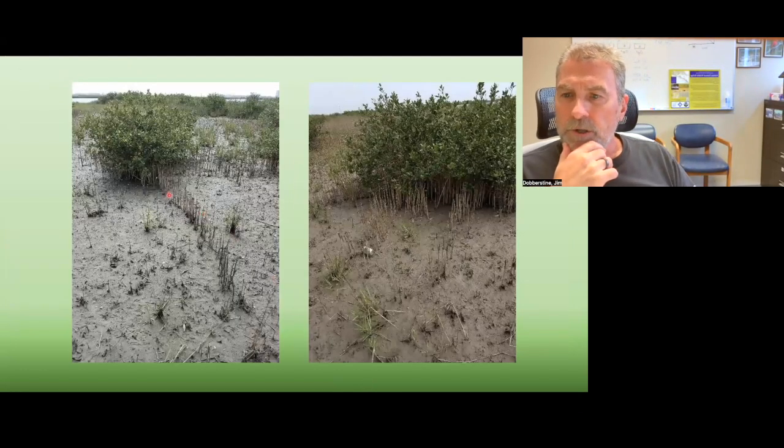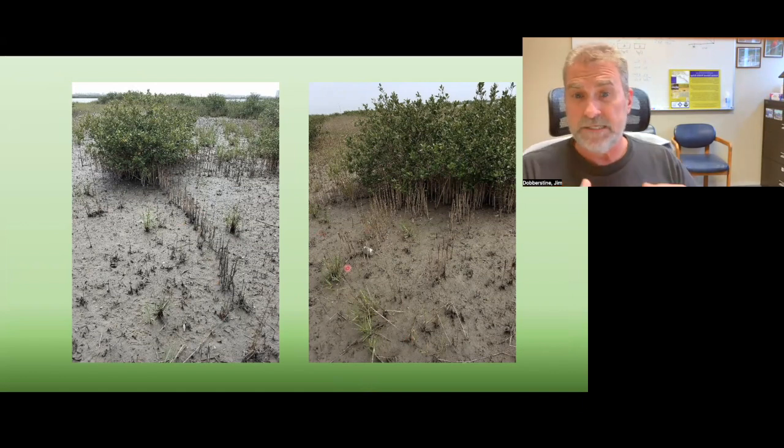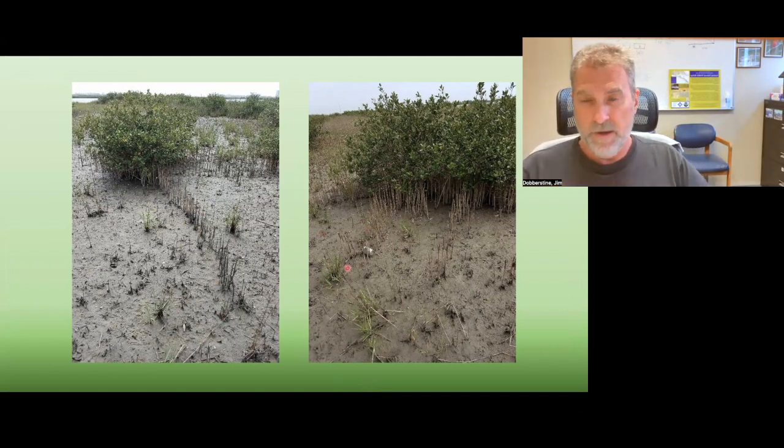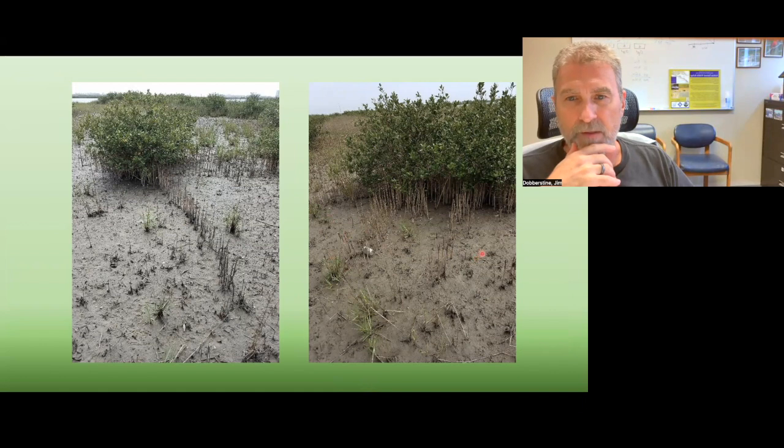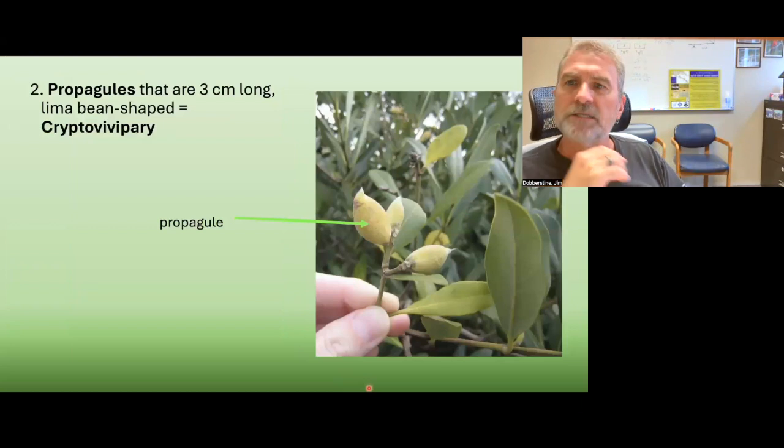Here again, you can see those pneumatophores that extend out there. Sometimes the pneumatophores can be really thick in front of the trees. These are a little more sparse, but you can certainly see them there. So, all right.